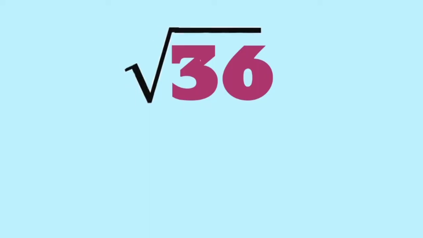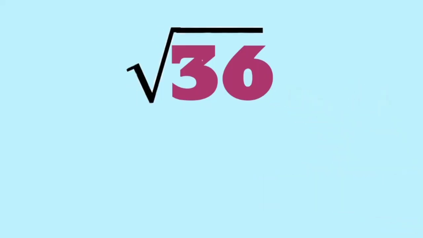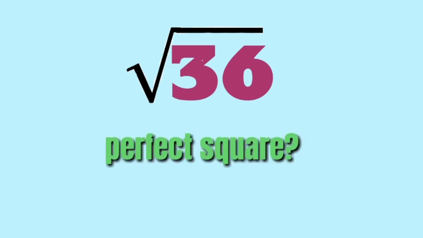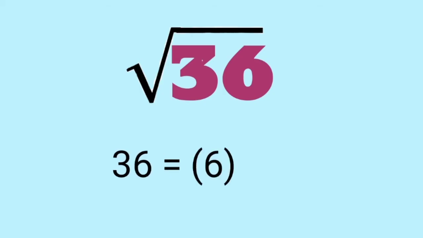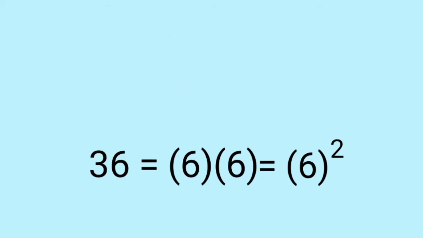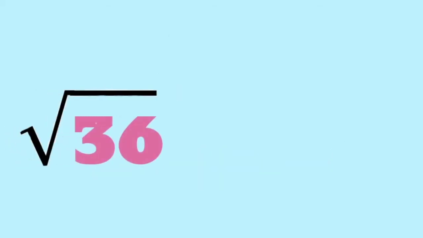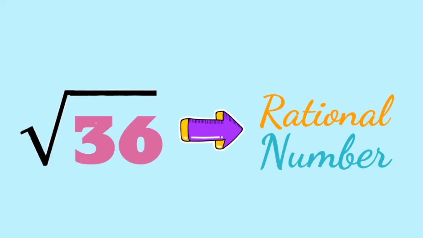Square root of 36. The radicand here is 36. Is 36 a perfect square? Yes, because 36 is the result of 6 times 6, or 6 squared. Therefore, square root of 36 is a rational number.